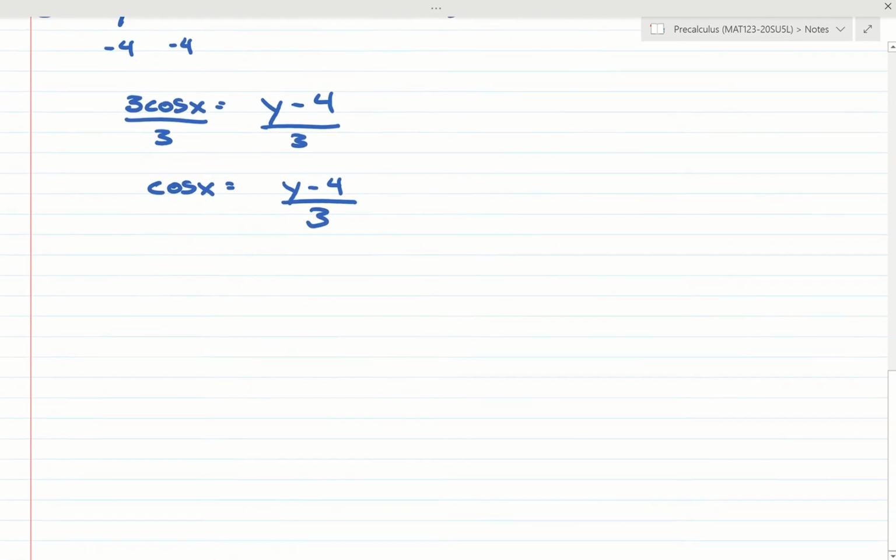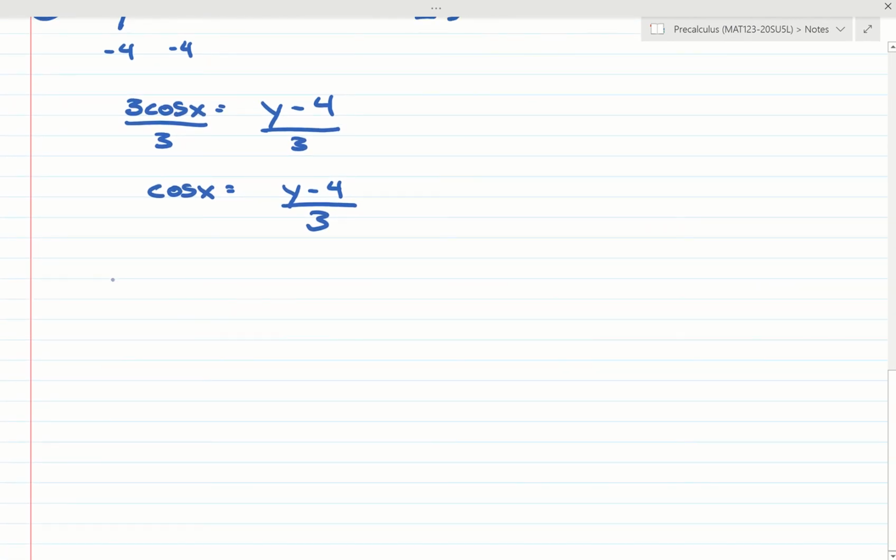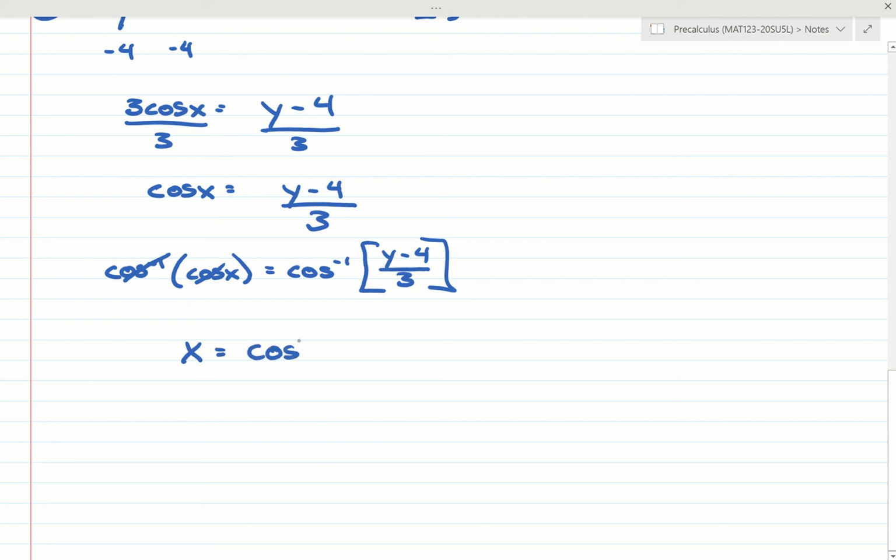And to get the x by itself, to get rid of cosine, let's take the inverse cosine of both sides. Cancel out with cosine, we get our final answer, which is just the inverse cosine of y minus 4 over 3.